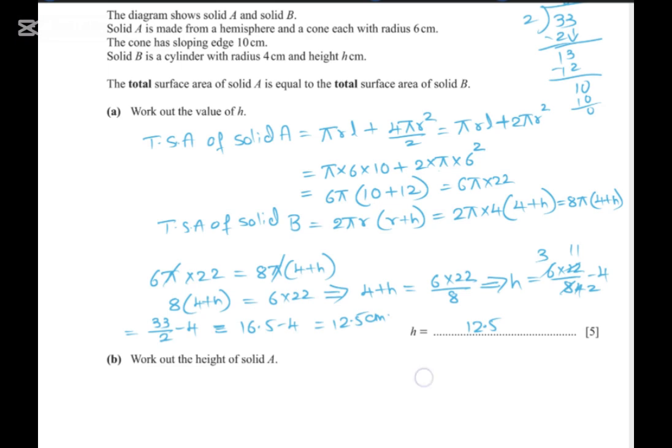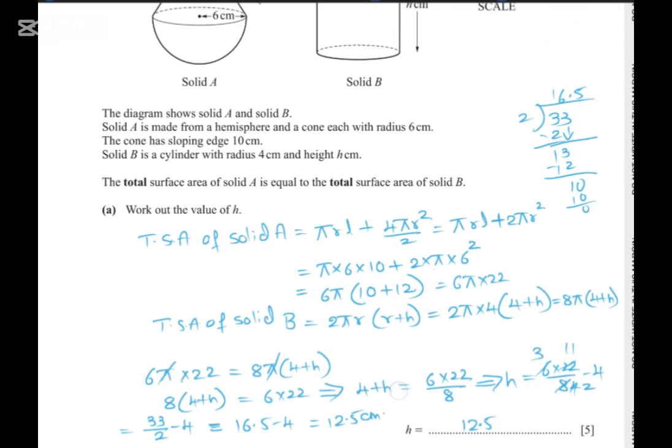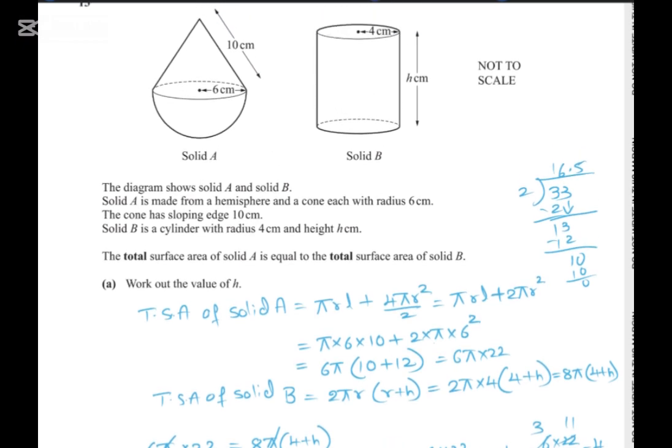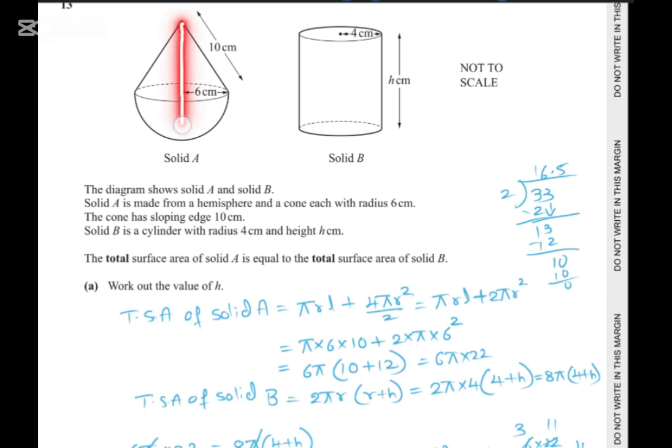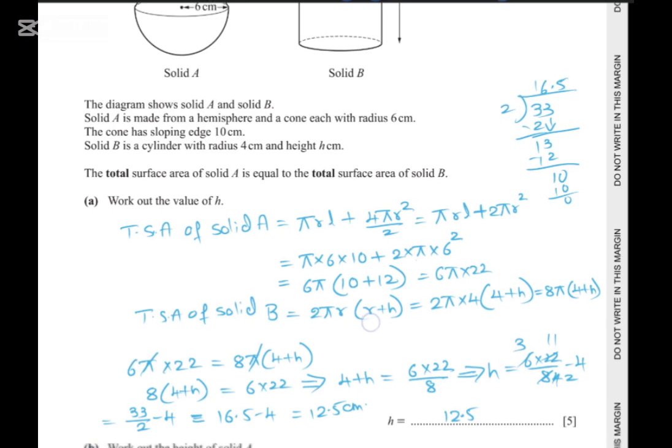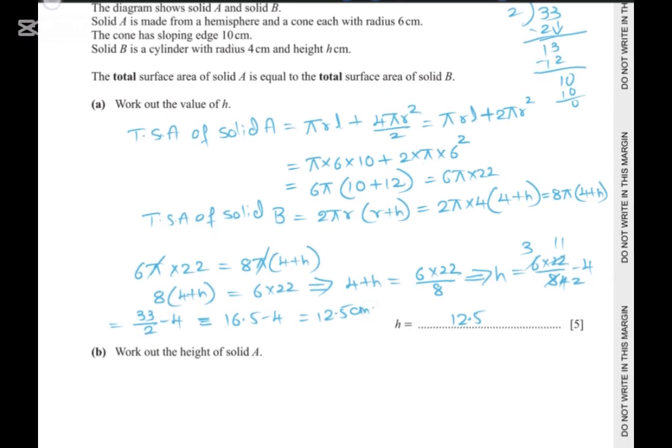Now we have the slant height here. So solid A's height will be this whole thing, the height of the cone plus the radius of the hemisphere. So first we'll find out the height of the cone and also add the radius to it. The height of the cone can be found using the Pythagoras theorem, because we know the slant height, 10, and we know the radius. So h will be square root of 10 square minus 6 square, and to this we need to add 6.